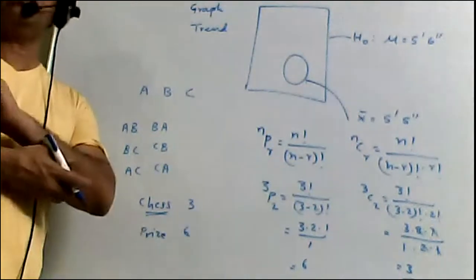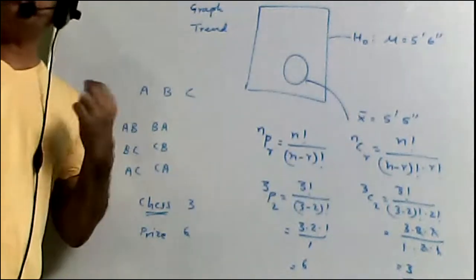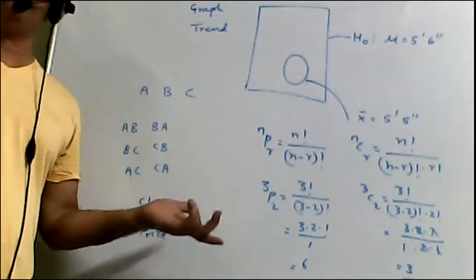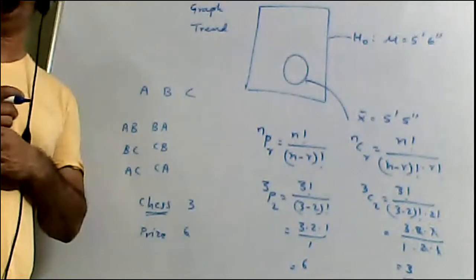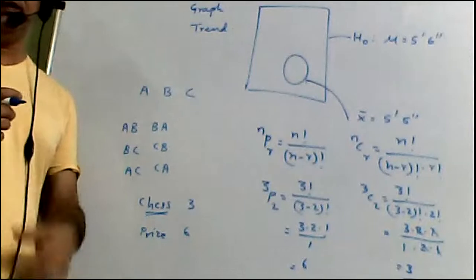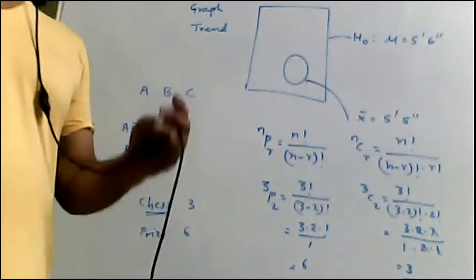Okay, so in permutation, order is important. The order in which we select people becomes important. Then it becomes a permutation. Is that clear? Yes.